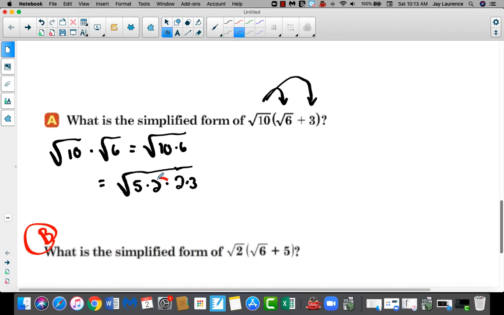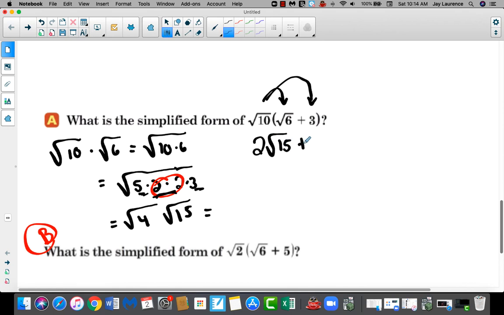Therefore, you see it in there? Do you see it? Therefore, I can think about this as the rad of 4 times the rad of 15. Where did I get 4 from? The 2 times 2. And the 5 times 3 got me the 15, which is really 2 rad 15. So this first part of the distribution gets me 2 rad 15. Now, 3 times rad 10, there's nothing that's going to simplify. That's just like 3 times x. That's going to be 3 rad 10. Yeah, that's it. There you go.